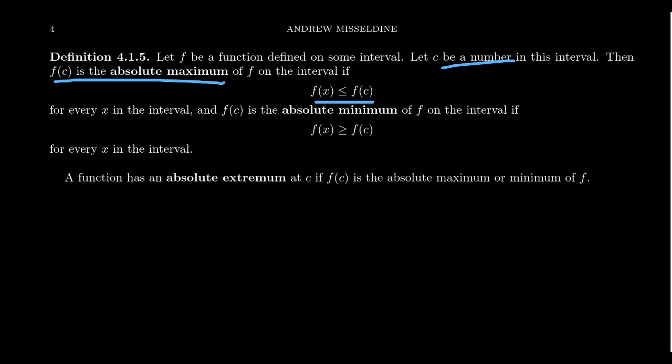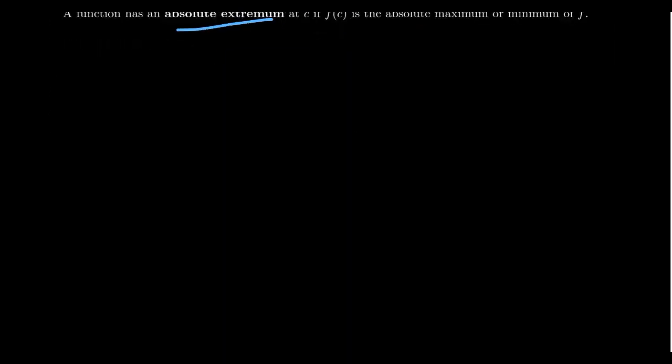And likewise, f of c is called an absolute minimum if f of x is greater than or equal to f of c for, again, all x's inside the domain. If you're an absolute maximum or an absolute minimum, then we call this an absolute extremum. Sometimes these are called global extrema. That's also an acceptable term in this situation. And the idea is something like the following.